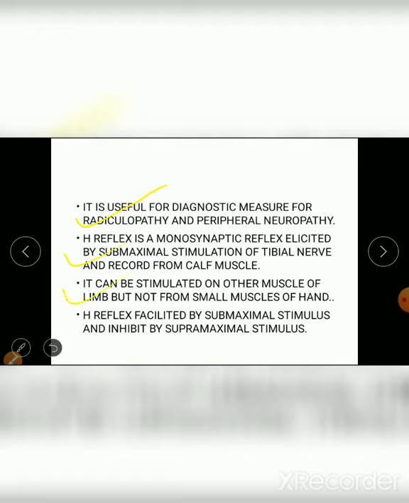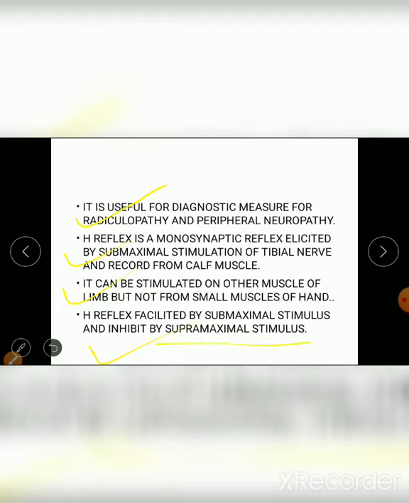It can be stimulated on other muscles of the limb but not from small muscles of the hand. That means tibial nerve, calf muscle, and other nerves like the median nerve or ulnar nerve. So it can be elicited in any muscles of the limb and nerve, but it cannot be elicited from the small muscles of the hand. H reflex is facilitated by submaximal stimulus and inhibited by supramaximal stimulation.